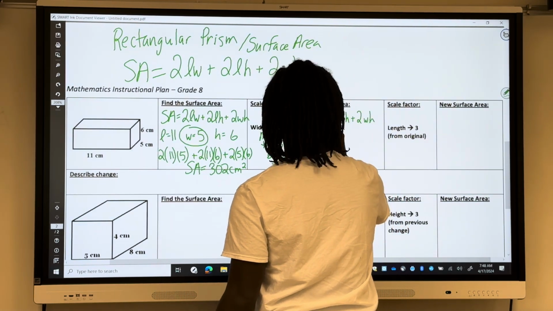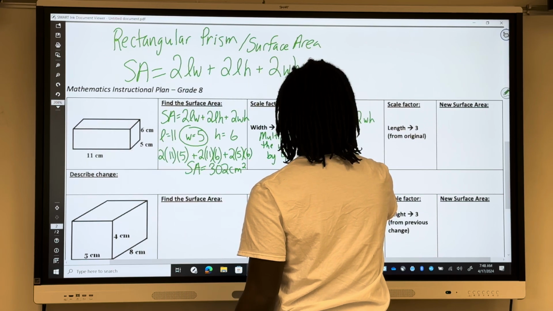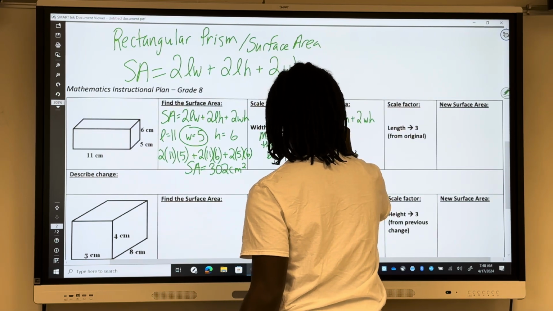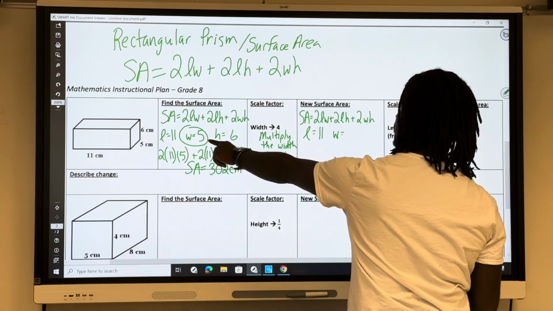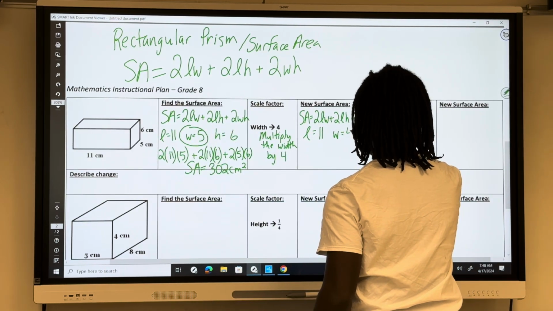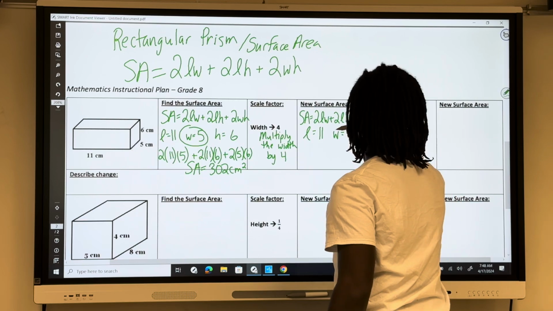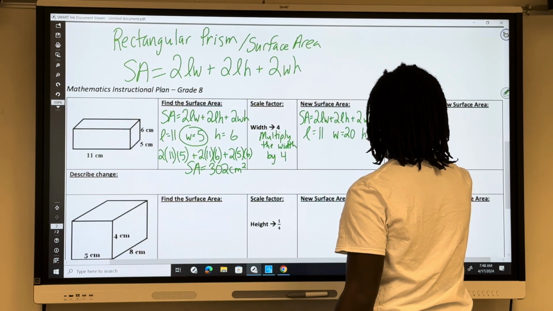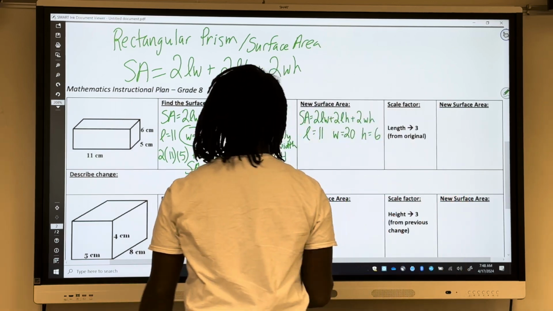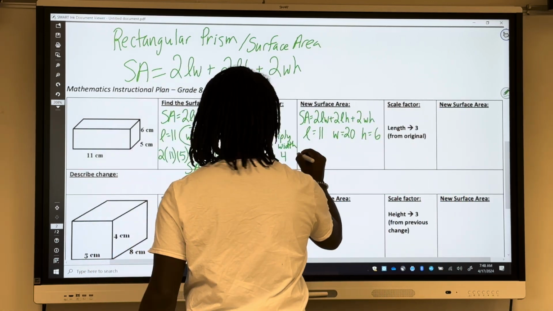Okay, and then my length is still going to be 11. My width, this is what's going to be increasing. I am multiplying it by 4, okay? Multiplying it by 4 will give me 20. And then my height is still going to remain 6, okay? And so now just plug that in.